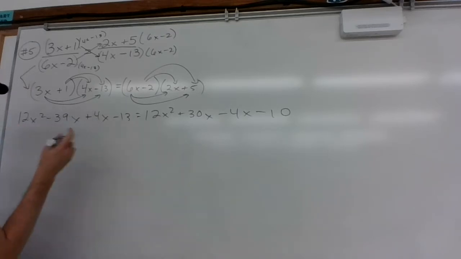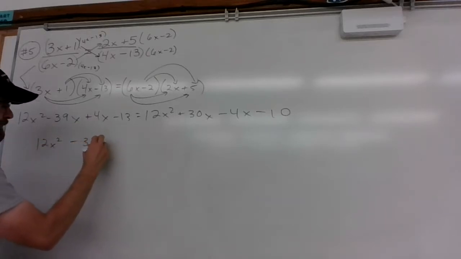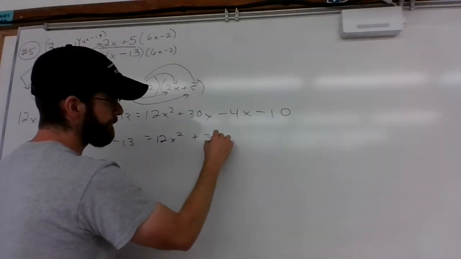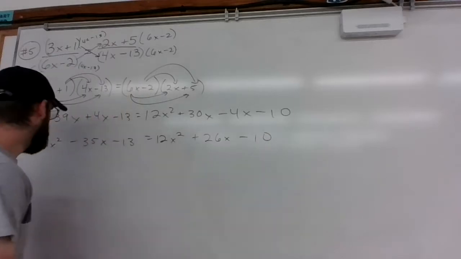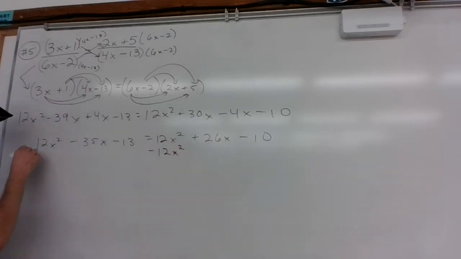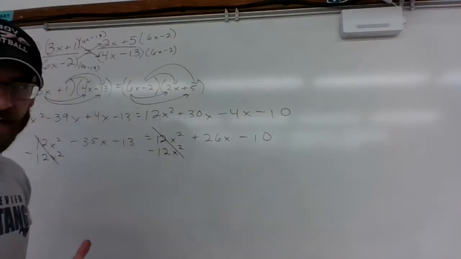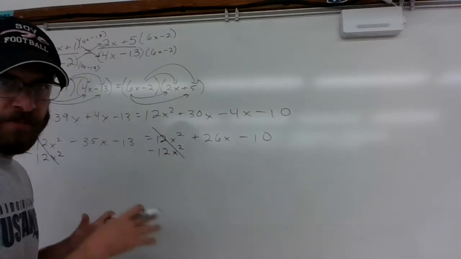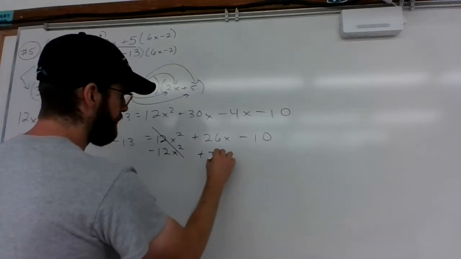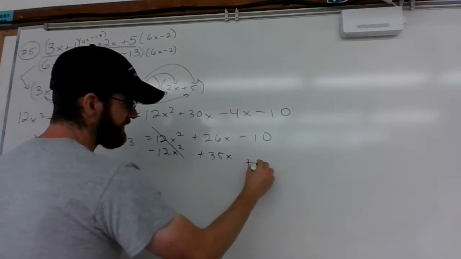Now, I think we should simplify both sides. This will be negative 35x. This will be positive 26x. Oh, the x squareds cancel. Which means just get x on one side and the constant on the other side, and that'll be your easiest route to solve for x. So I'm going to add 35x to both sides. And then add 10 to both sides.